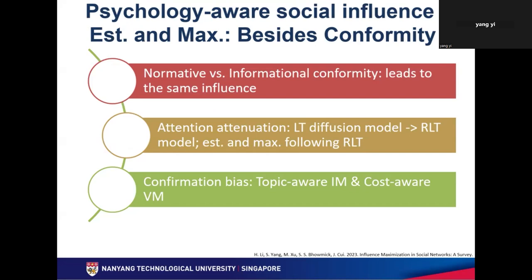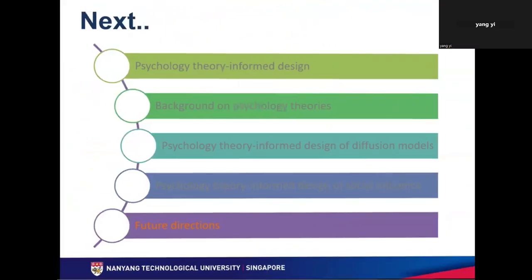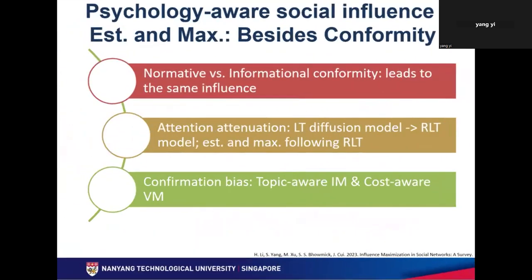So for attention attenuation and confirmation bias, I will skip that part. You can check it in the corresponding papers, which follow similar solutions to CASINO, CINEMA, and GYM. For example, for attention attenuation, they can follow the LT model and change from the LT model to the RLT model. Following the model, we can simulate the influence spread function and greedily select seeds from the candidate set S. All these remaining parts of IM solutions or influence function estimation can be found in the following paper.